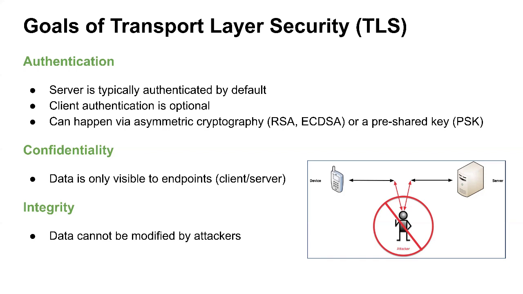The second goal, confidentiality. This is just making sure the data is only visible to the endpoints. So we don't want a man in the middle to be able to see our data going back and forth between the client and server. And integrity, this means that we're making sure the data hasn't been modified in transit by an attacker. So we're really trying to prevent against a man-in-the-middle attack with TLS.